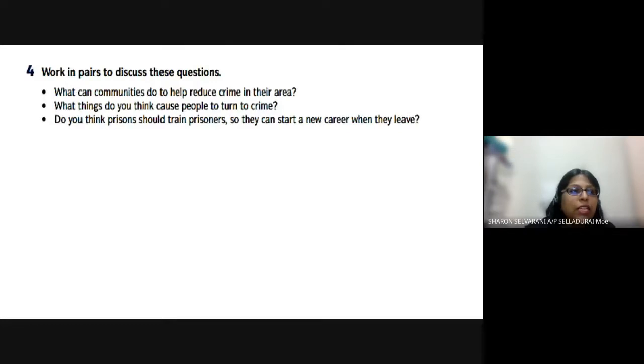Have you all seen the elder people of your taman? They go out at night. They take a torchlight. Or certain tamans have security guards. Have you all seen that? Yes, right? Okay.